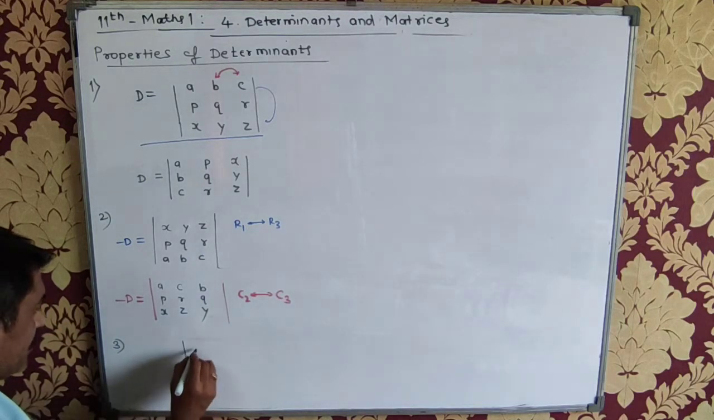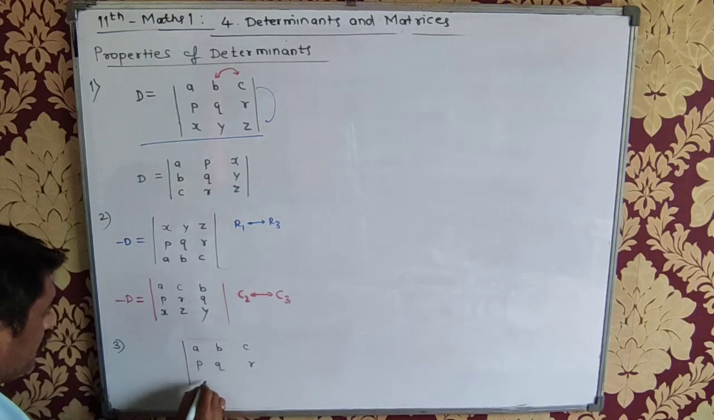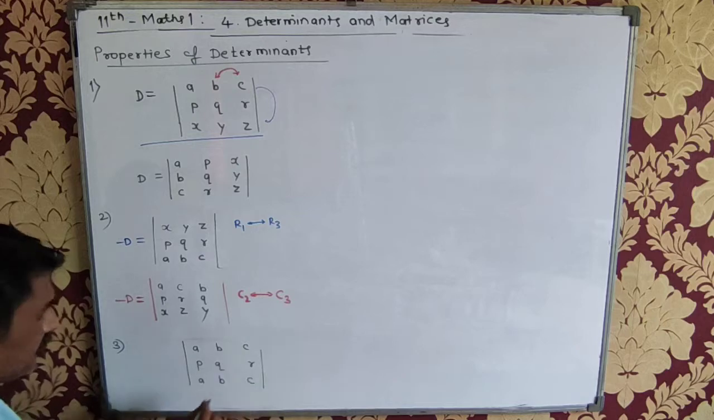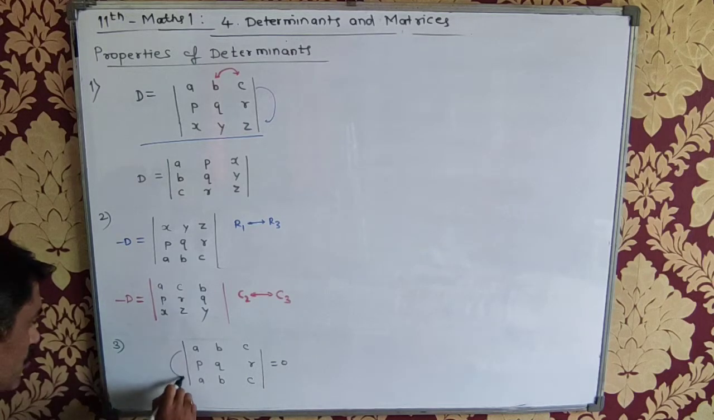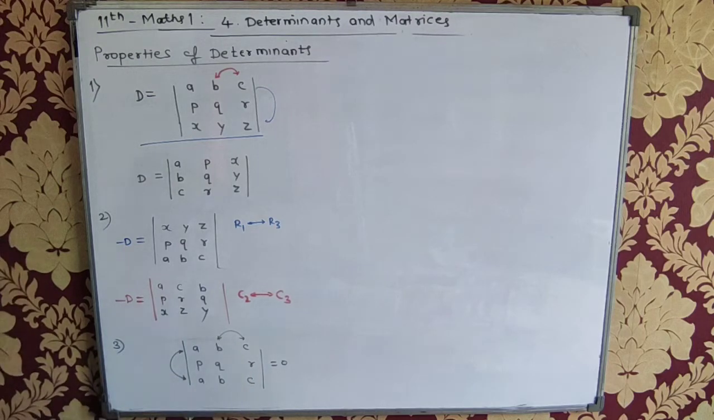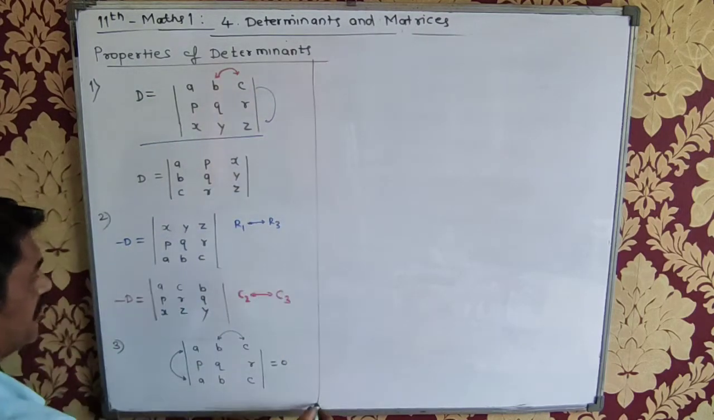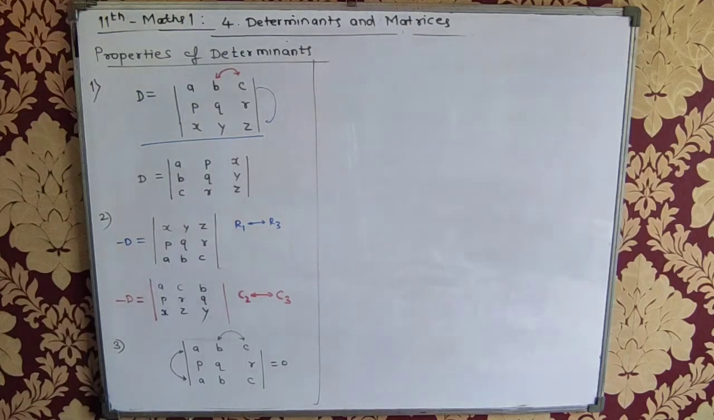Third property. Suppose there is a determinant with rows A B C, P Q R and A B C. Then its value is 0. If any two rows or any two columns are identical, the value of determinant is equal to 0. That is the third property. Alright.